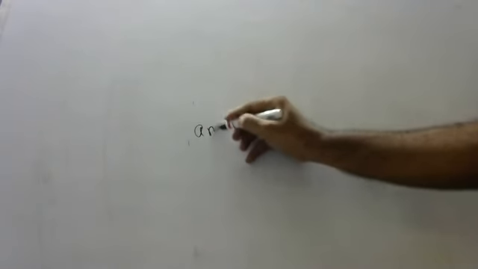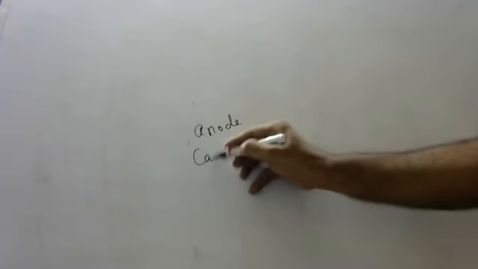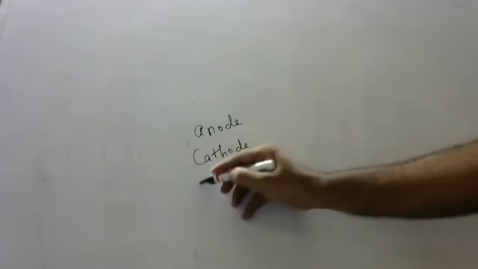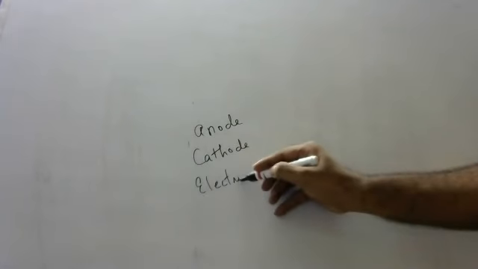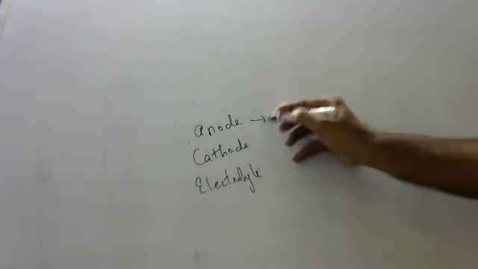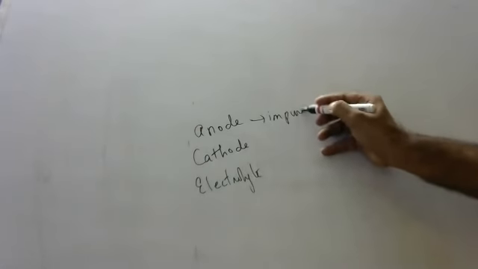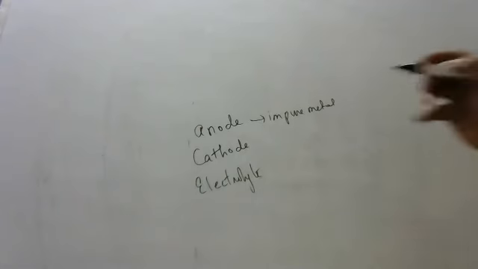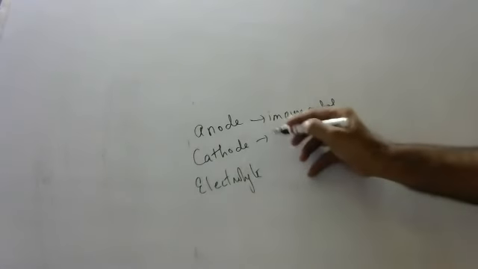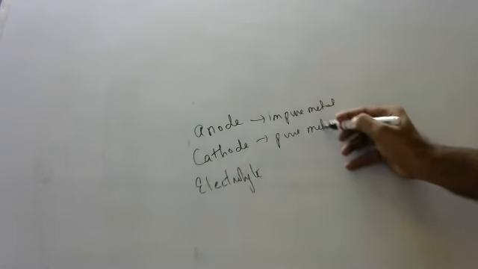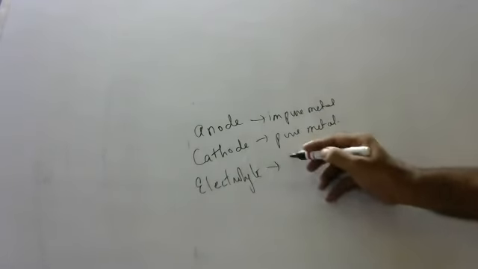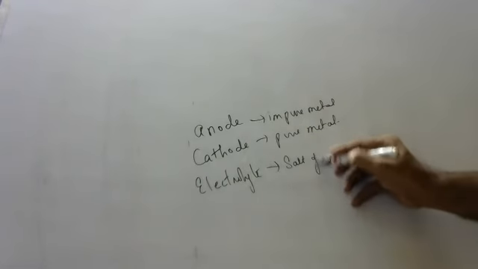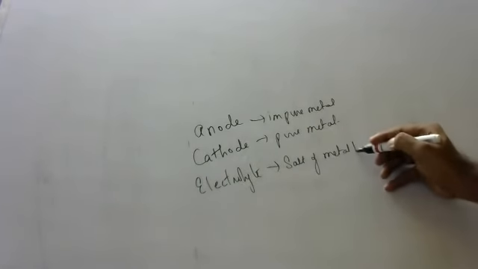So finally, the summary goes like this. Last time I'm saying, children, listen. What is anode, cathode and electrolyte in electrolytic refining? Anode is the impure metal which you want to purify. Cathode is the pure metal which is already existing. Electrolyte is the salt of the metal to be purified.